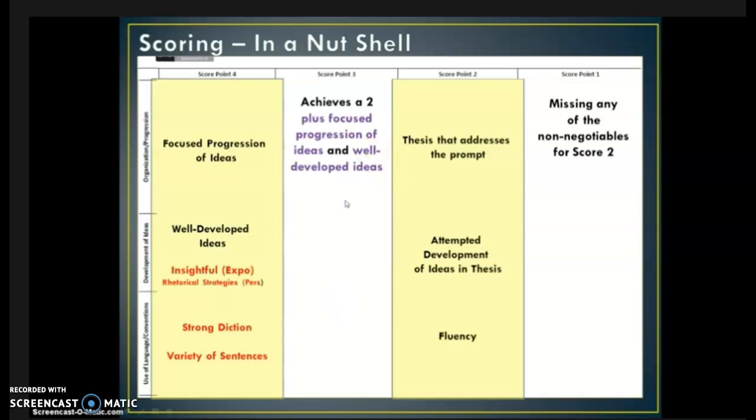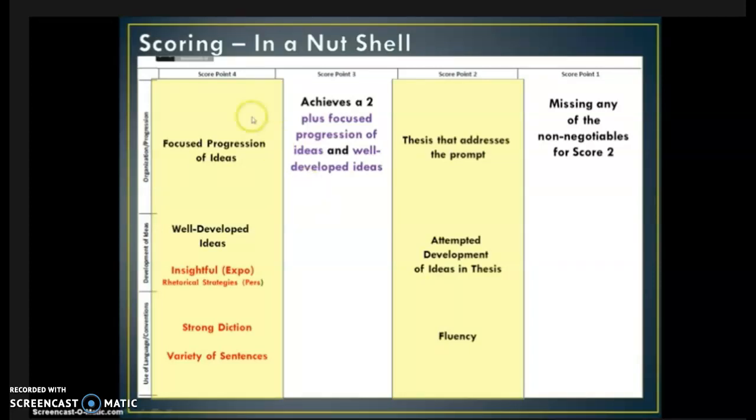A score point 3 is really an embellishment of score point 2, or essays that attempt to earn a score point 4. A score point 3, for example, has a focused progression of ideas stemming from that thesis statement they wrote. They also have well-developed ideas, not just attempted development of ideas. In addition to that, not only is it fluent, but it's also very clear. So score point 3 essays are very successful essays that really take the score point 2 to the next level.